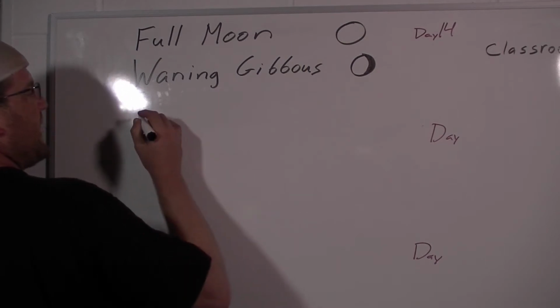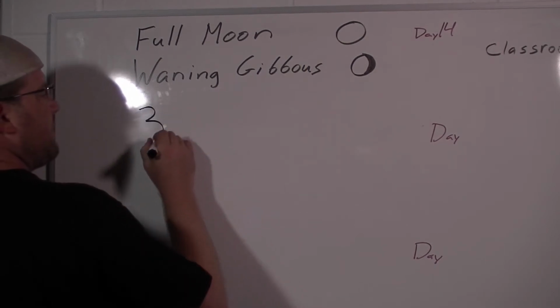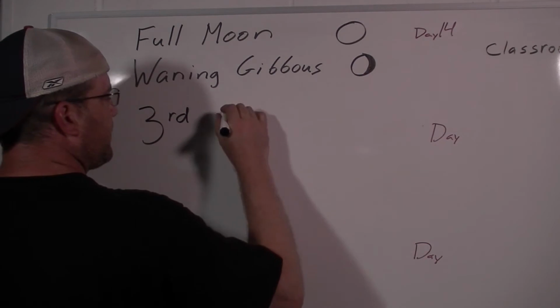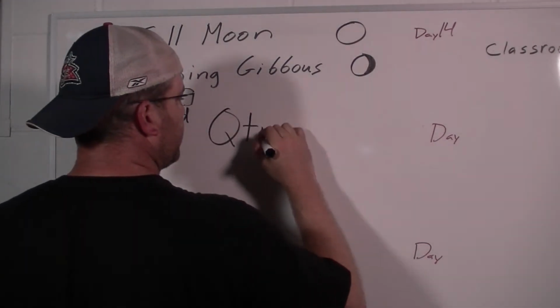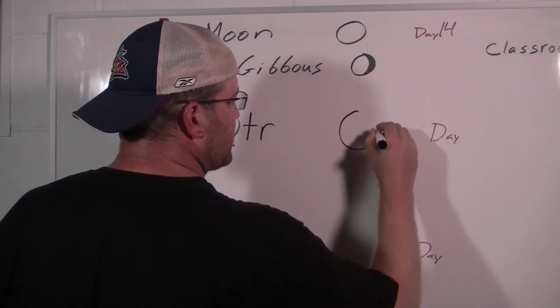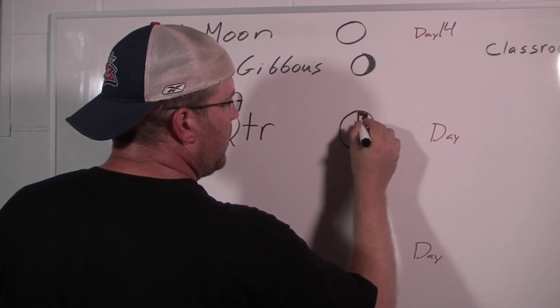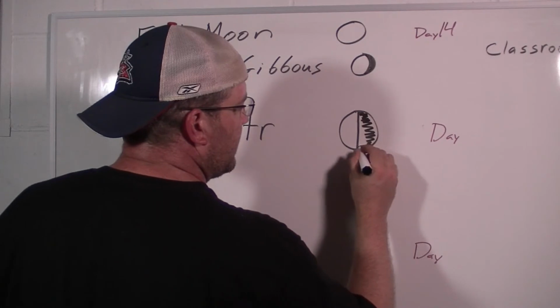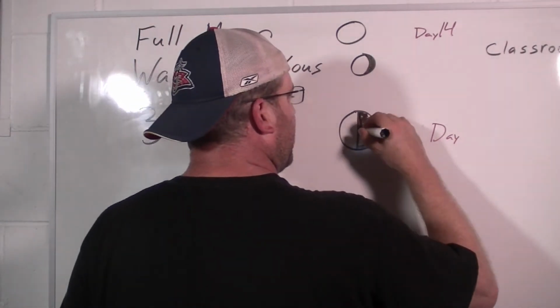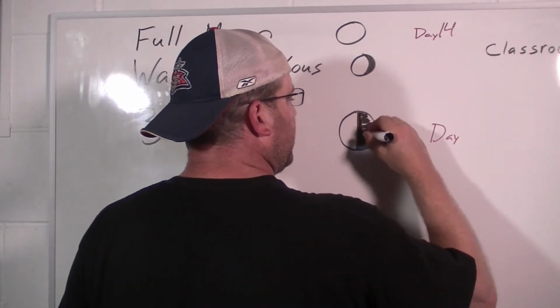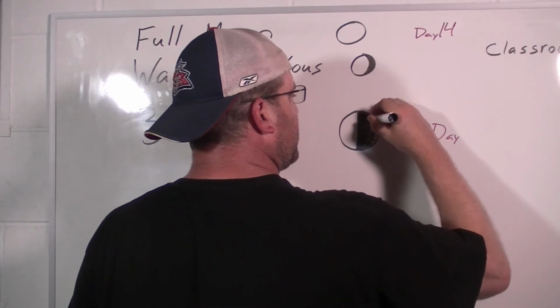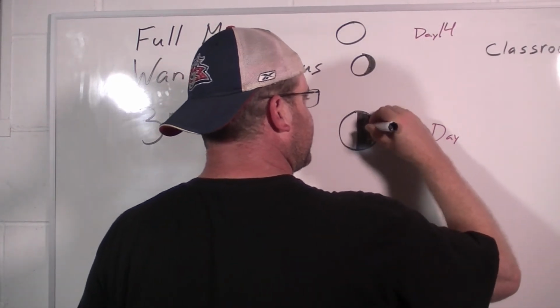The next moon phase is going to be the third quarter. Now, much like the first quarter, it's when I can see 50%. But now I can only see the left side of the moon. So where first quarter I saw the right side, in third quarter I can only see the left side.